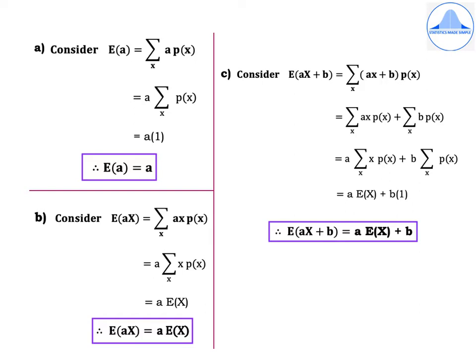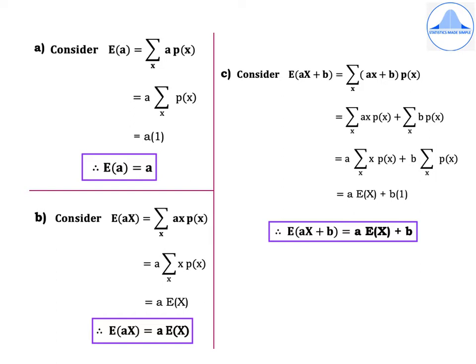Now here again, a is a constant and it doesn't depend on the summation over x and it can be removed outside the summation sign. So you'll get a into summation over x, x p of x. Now what is summation over x, x p of x? It is nothing but expectation of x, which is E of x. So you'll get a E of x. Therefore, E of ax is equal to a E of x. These results I'll be using in the next couple of problems.